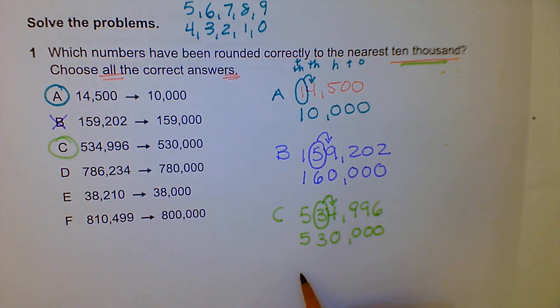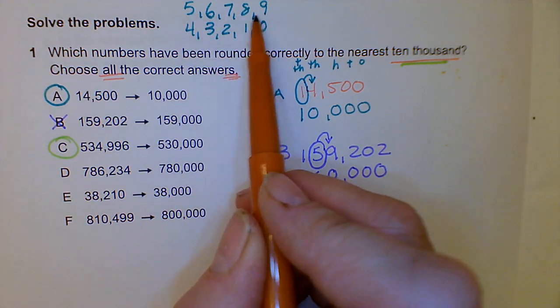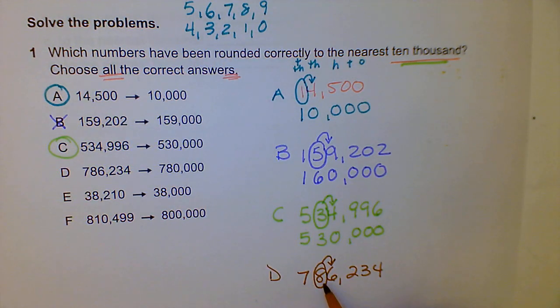So for D, we're looking at 786,234, and I want to again round it to the nearest 10,000, so I circle the 10,000s place and I look next door, and I see a 6. Remember, 5 or more, raise the score. 6 is definitely part of that 5 or more, so now I know I have to raise the score. So that 8 has to become a 9. So remember, the 7 stays, don't lose that 7, but everything to the right becomes a 0 because we're rounding, we're estimating, and 0 is our friend.